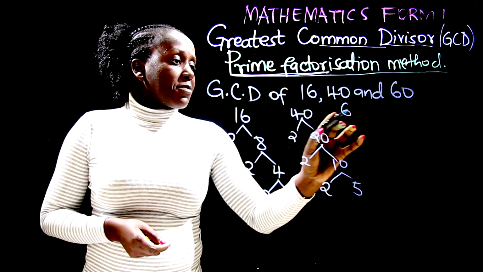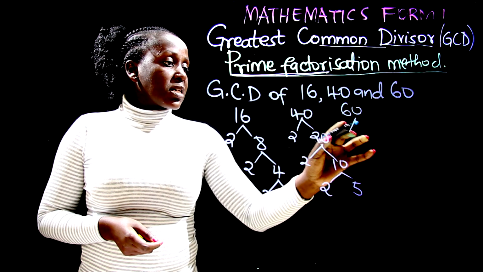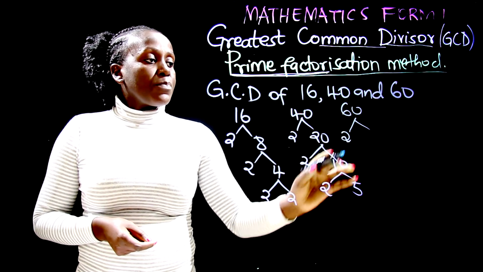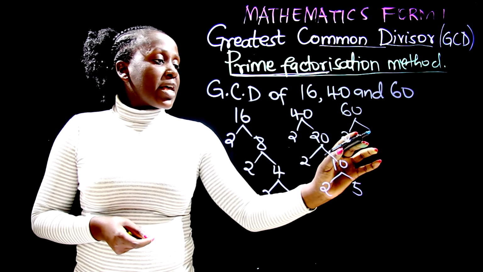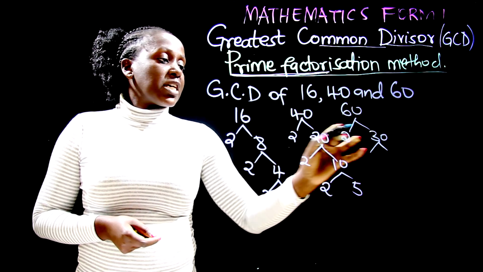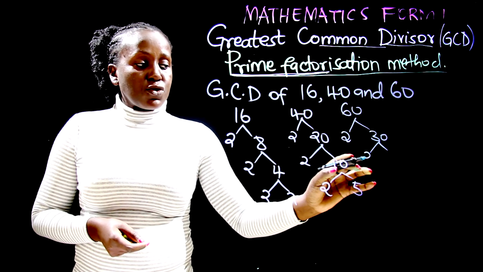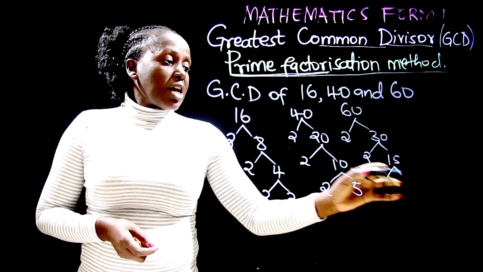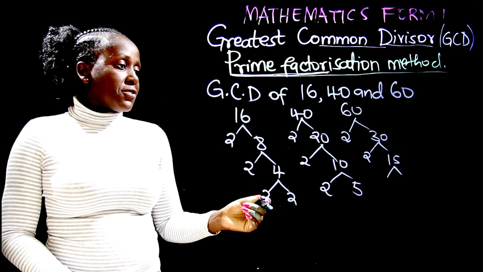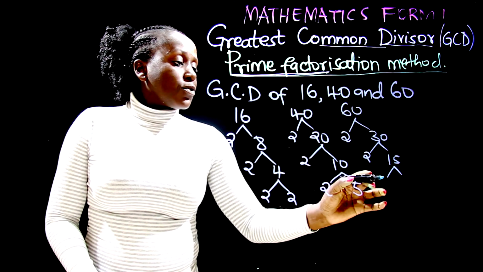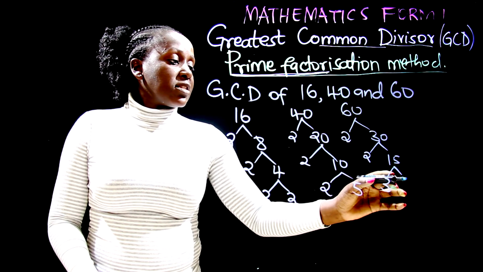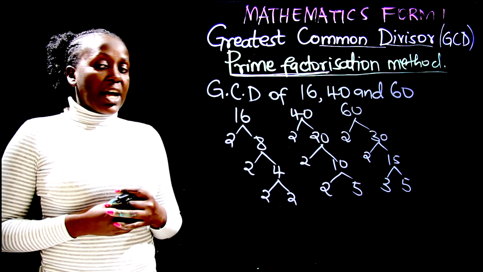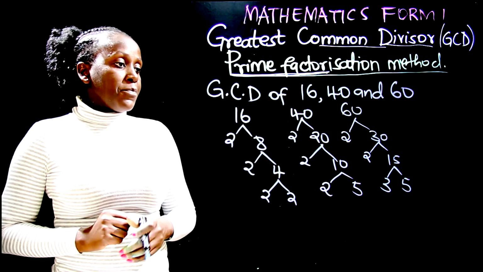Then we get the prime factors of 60. 60 is divisible by which prime factor? 2. 60 divided by 2 is 30. 30 is also divisible by 2. 30 divided by 2 is 15. Now the next prime factor that can divide 15 is 3. So 15 divided by 3, we get 5. So 5 is a prime factor itself, therefore it cannot be divided further.